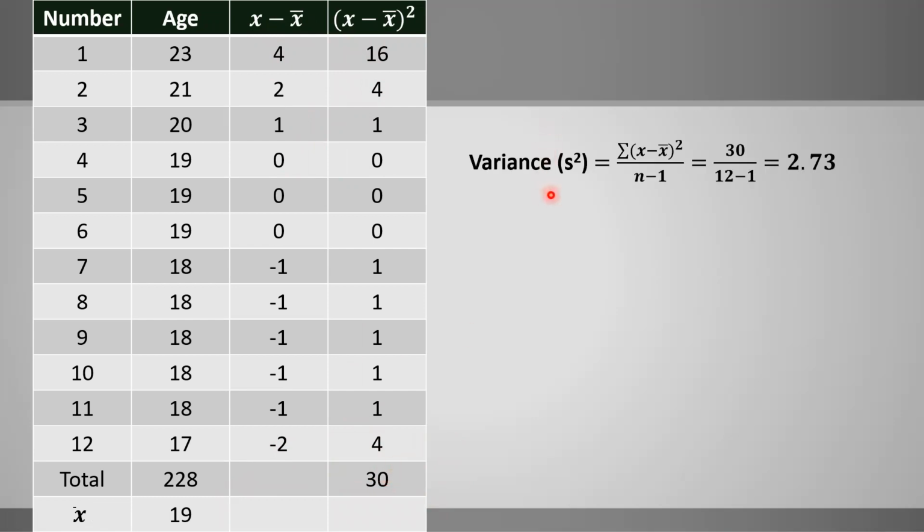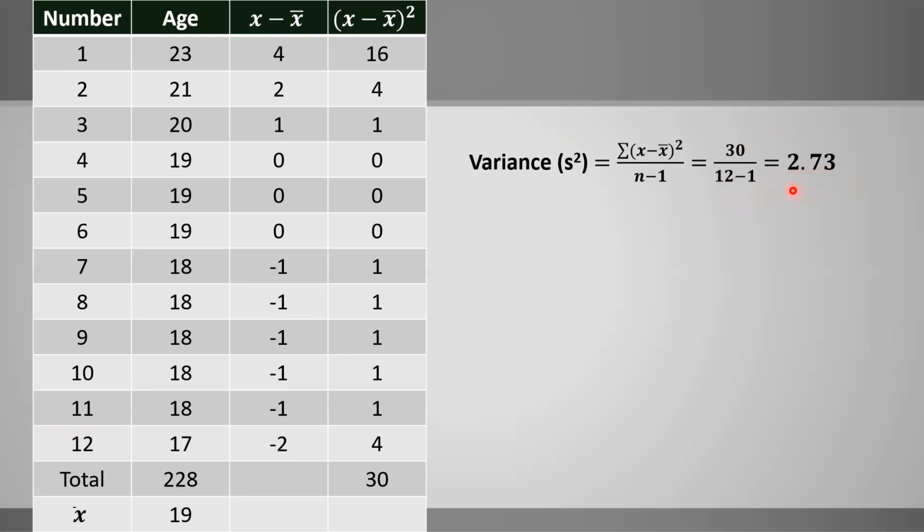So the symbol for variance is s squared, and this is our formula. So the summation of x minus mean squared is equal to 30 as we have computed sa ating fourth column. Divided by n. N is the number of samples we have. So the total number of samples we have is 12. So 12 yung ages na meron tayong recorded. So n minus 1. So therefore, our variance is 2.73.